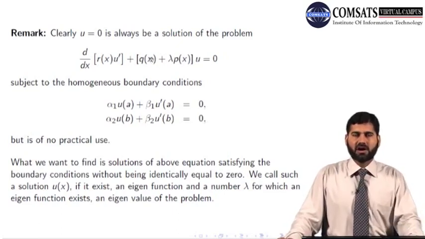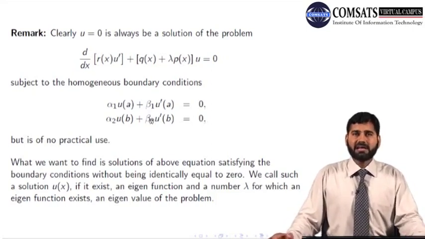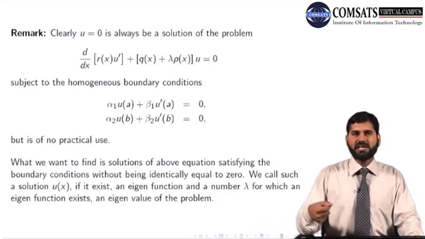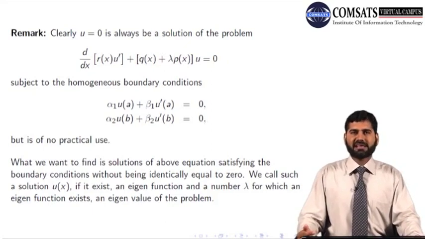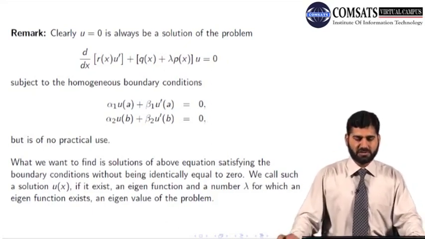So a homogeneous equation always has 0 as a solution, subject to the homogeneous boundary condition. So of course u is equal to 0 will be the solution. But it is of no practical use. If you want to find just the 0 solution, then what do you have to do with it? So usually whenever we solve the SL system, we look for the non-zero solutions, non-trivial solutions.